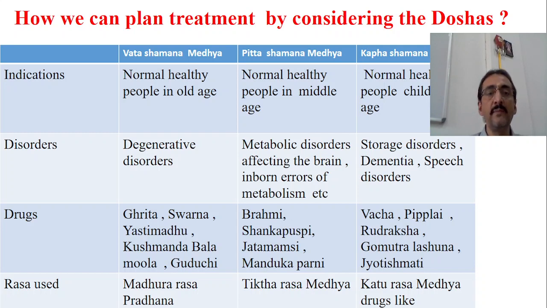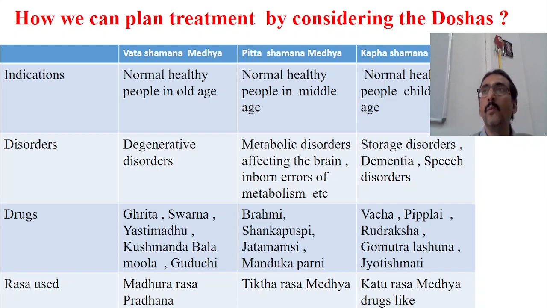For example, Grita is a Vata Shamaka Medhya drug. It is also Pitta Hara, but basically it is Vata predominant. In the context of Unmada and Apasmara, Charaka very clearly told that Grita is the best Medhya, best for Graha doshas, and best Kalyana Karaka. Swarna is also Vata Shamaka. Yashtimadhu, having Madhura Rasa, is a Vata Shamaka Medhya drug. Kushmanda, Balamula and Guduchi are also Vata Shamaka Medhya drugs because of their dosha predominance.